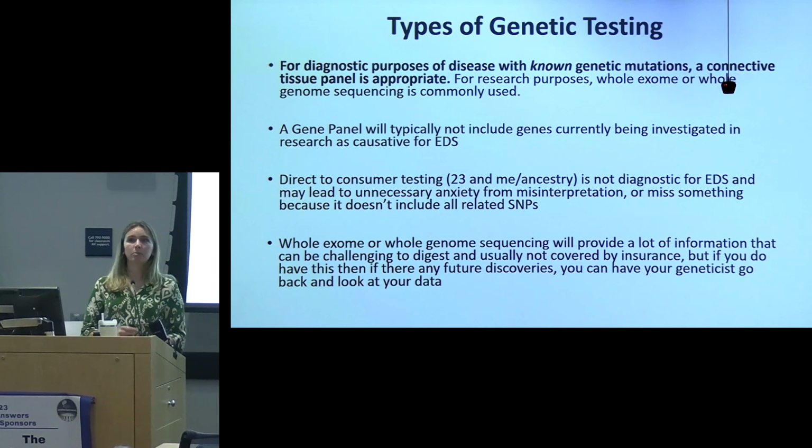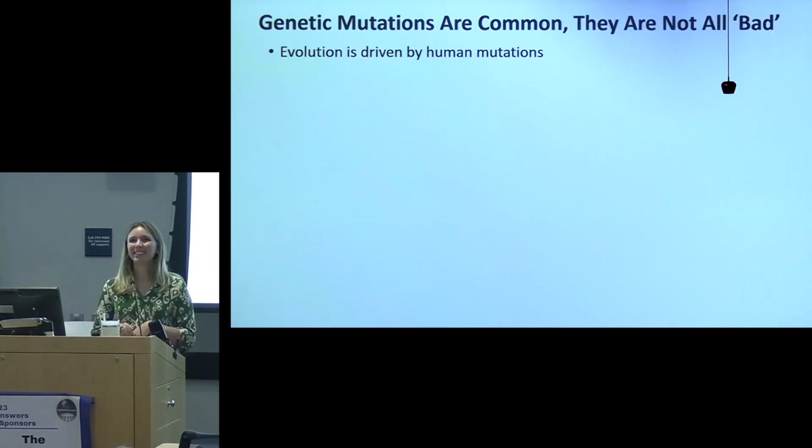And when it comes to whole exome or whole genome sequencing, you get a lot of info. It can be a lot to digest if you don't have the help of a geneticist or genetic counselor or someone who can counsel you on this information. It's usually not covered by insurance, but one of the benefits is if you have this information and tomorrow a paper is published on a genetic cause of HEDS, you can go look at it because you already have all of your data. So there are pros and cons.